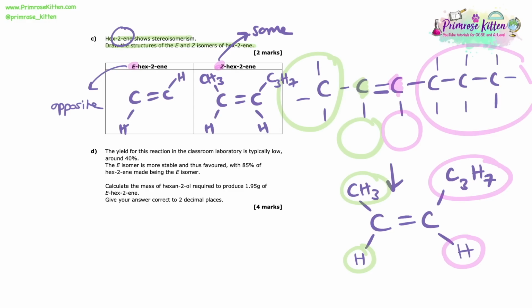So now for the E isomer, it's going to look almost exactly the same, except those two H's are now in the opposite orientation. I'm going to draw them diagonal to each other. And it's as easy as that. I now have my two isomers.